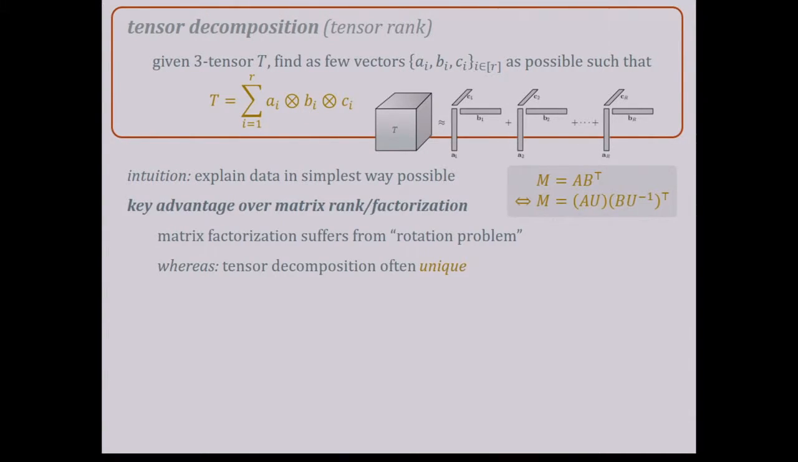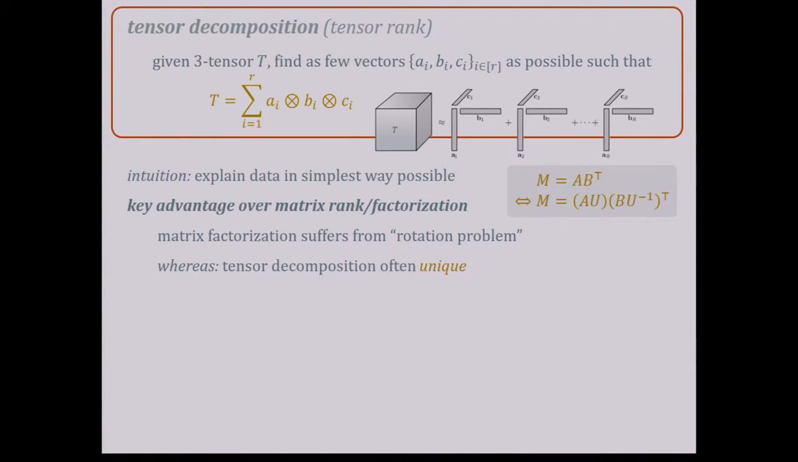Now, why would you want to do this? So, as I alluded to before, there are some key advantages that tensors have over matrices. The key advantage in this context is that factorizations for matrices suffer from the rotation problem. What this means is that if you have some low-rank factorization of a matrix, then you can generate very different-looking factorizations just by transforming the vectors with some arbitrary invertible linear operation.